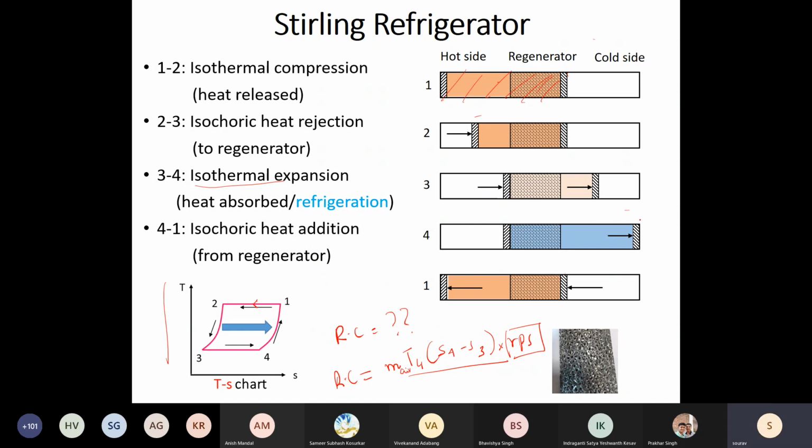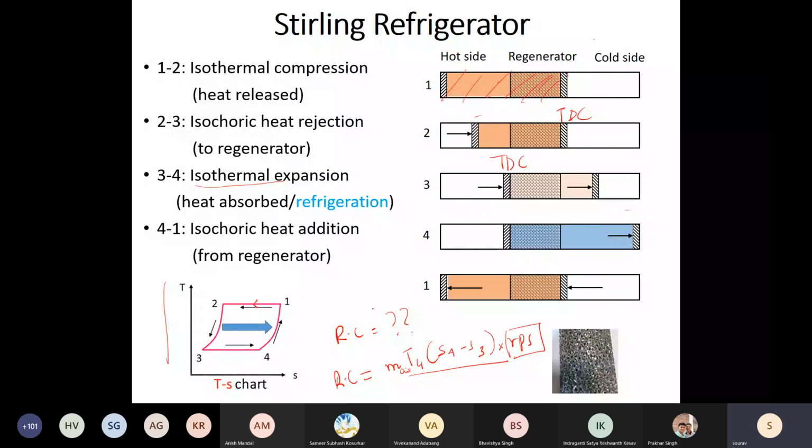So how do we achieve the motion of the pistons in this fashion? So again, that is another issue. The piston has to stay fixed at a certain point. Once the hot side piston reaches the top dead center, it has to remain stable over there. And similarly, when the cold side piston reaches its top dead center, it has to remain stable over there.